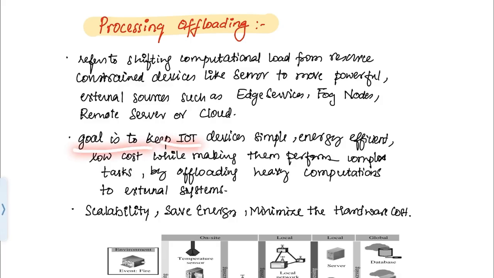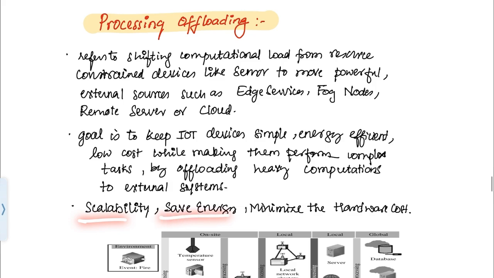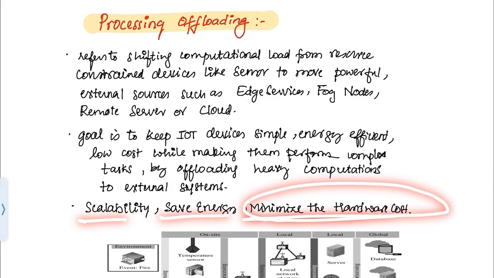So the goal is to keep the IoT devices simple, energy efficient, and low cost, while making them perform complex tasks. In order to achieve all this, we can make use of offloading heavy computations to external systems. So the advantages here are scalability, saving energy, and minimizing hardware cost.